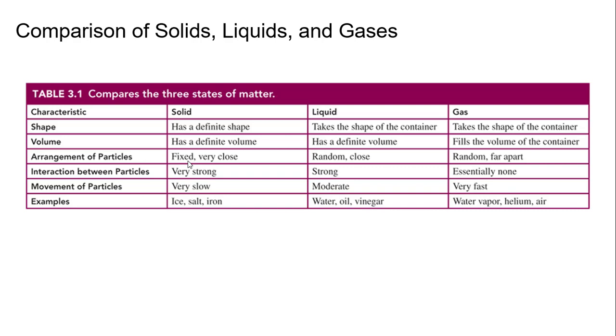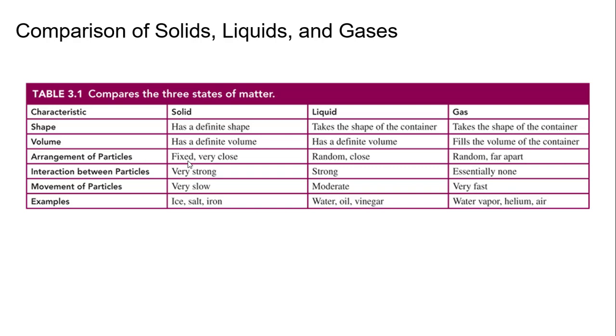Solid has a definite shape, has a definite volume, and that's because the particles are very fixed. They cannot move. They can vibrate, but that's pretty much all they can do. They have very strong interactions between the particles. That's what keeps it a solid. That's what makes it hard to break apart, is that strong interaction that they have. So think of holding hands with just a grip that nobody can break. They move very slowly because they can't really move. There's not much they can do. And examples are ice, salt, and iron.